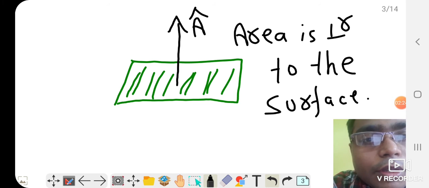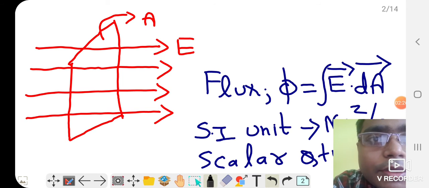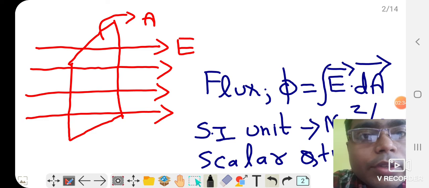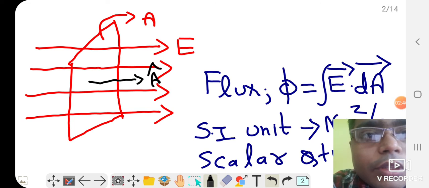So now you can come back to the previous diagram, that this is the surface in which the area vector is shown. So in this surface, which one will be the direction of area vector? It has to be perpendicular. So perpendicular means this will be the direction, right? So this is the perpendicular direction of the surface. So here how to define the flux? It is given by E dot dA.